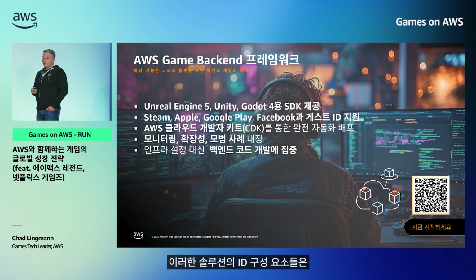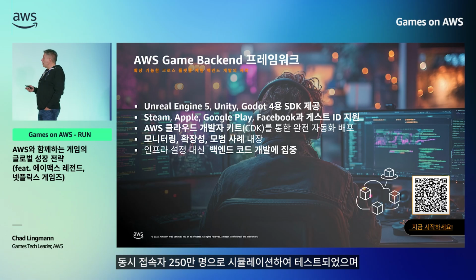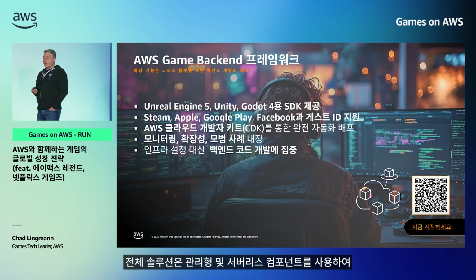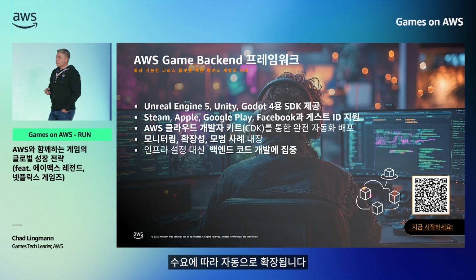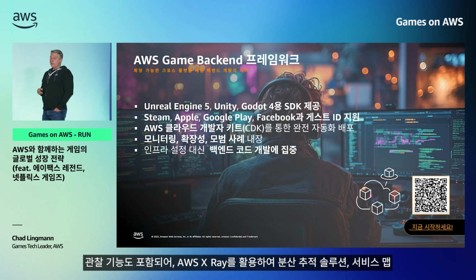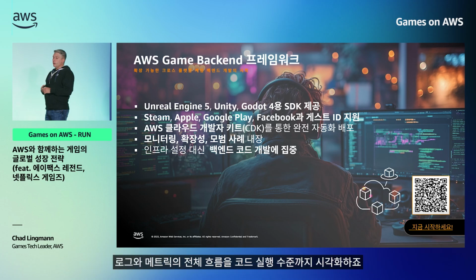The identity component has been tested with a simulated 2.5 million concurrent users, and the whole solution utilizes managed and in many places serverless components to scale based on demand from development to large-scale game launches. Observability is included. It utilizes AWS X-Ray to provide you a distributed tracing solution, a service map, and a holistic view of the logs and the metrics down to the code execution level.